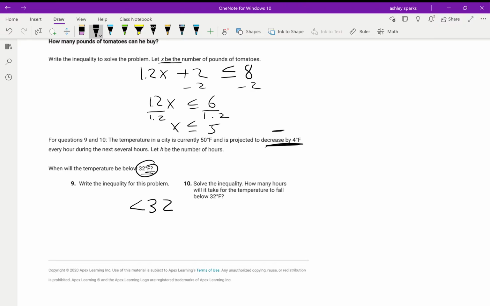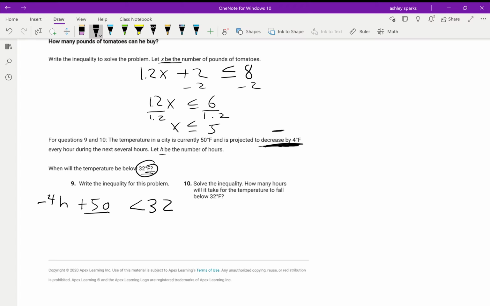Okay. The change that's happening here, right, is the 4. It's decreasing by 4. So minus 4 because it is decreasing. So if you see words like decrease, you should think a negative sign in front of it. And H is our number of hours. The temperature in the city is currently 50. So right now, I'm starting at 50. I'm going down 4 degrees every hour, and I want to know how long till it's less than 32. So this is what my equation would look like.